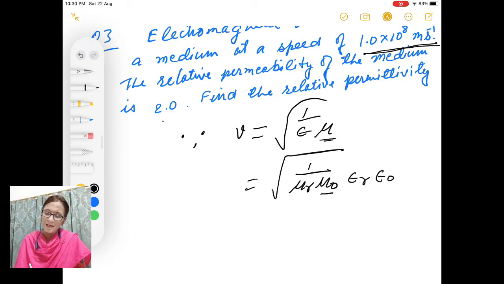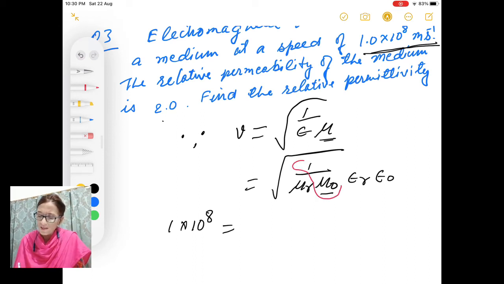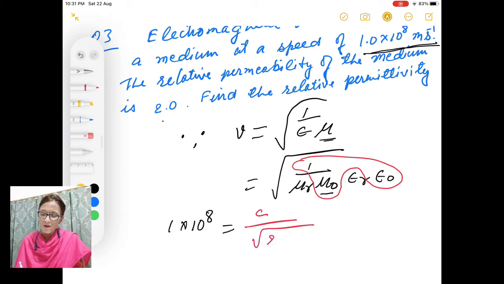Now we will be writing all the values. Speed is given 1 into 10 to the power 8 is equal to, and you know that this very term, root under 1 upon mu naught epsilon naught, this term is called velocity of light, divided by root under, and mu r given is 2, and you have to find value of epsilon r.